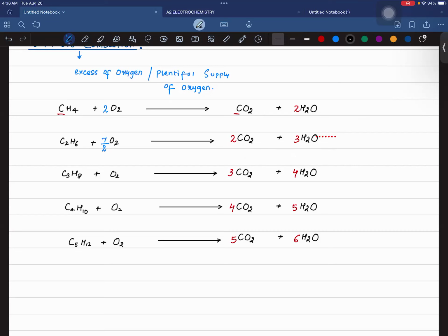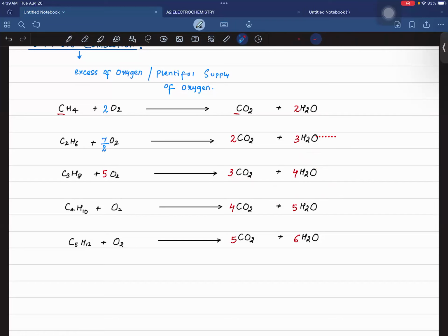Then we have propane, then butane, then pentane. Now tell me how many oxygen would be needed in the third equation? Yes, you need 5. Great. This is 3 into 2 is 6 and 4 into 1 is 4. So 6 plus 4 is 10. I already have 2, so I need to multiply that with 5 to make it 10.